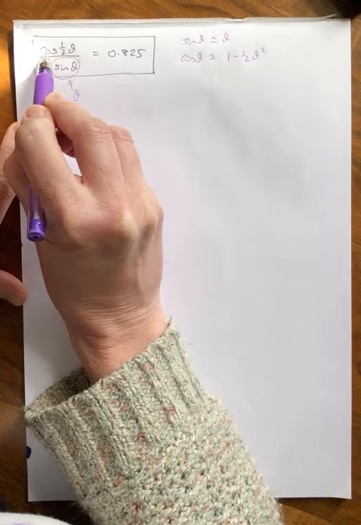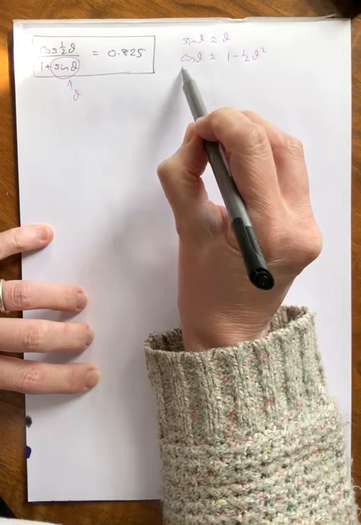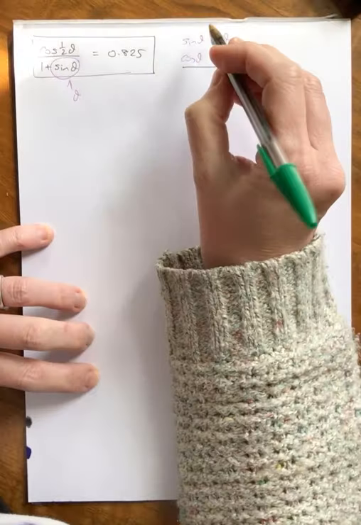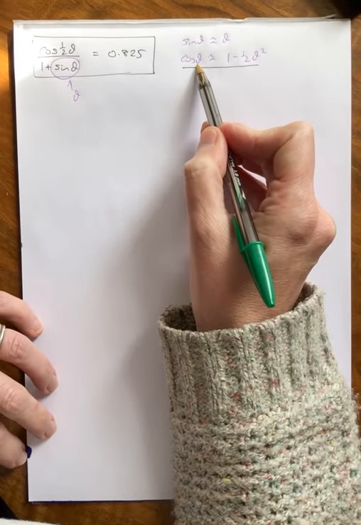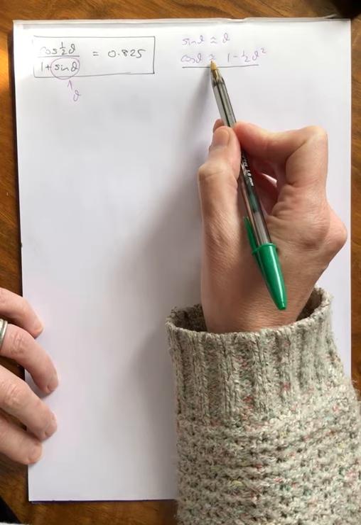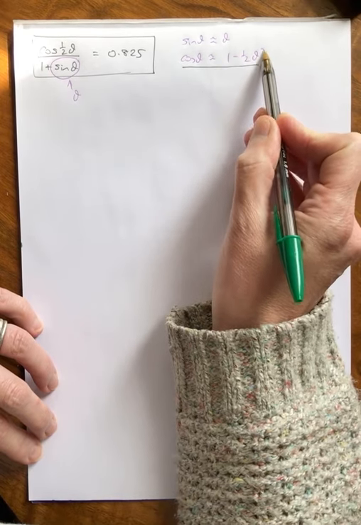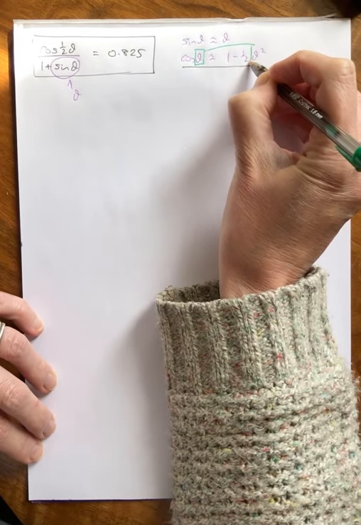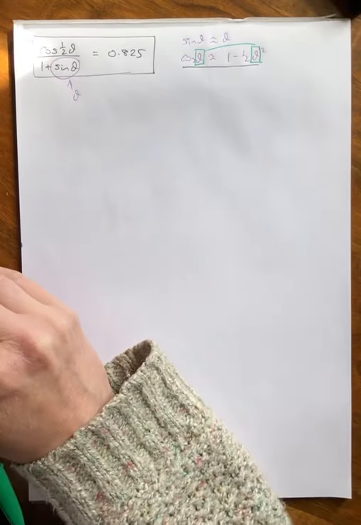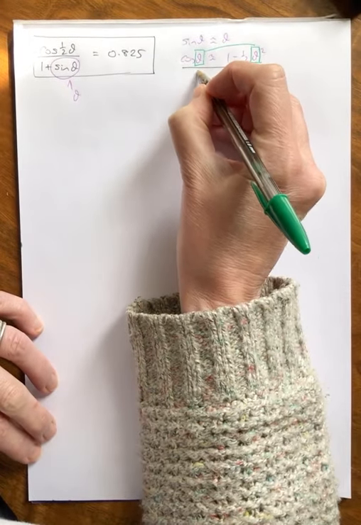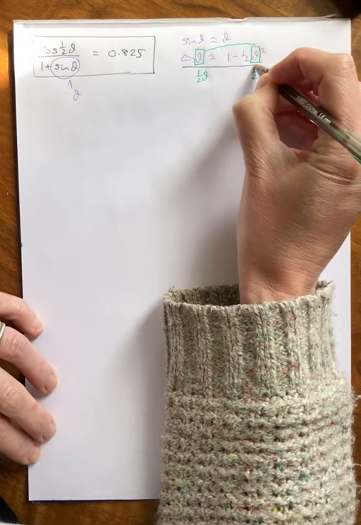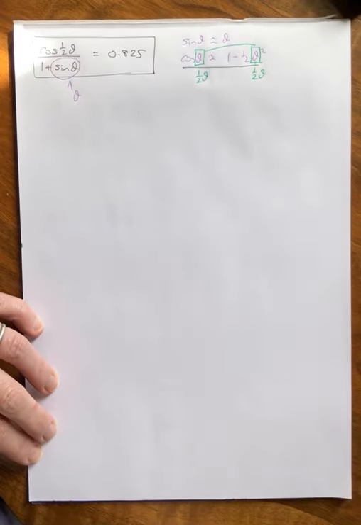We don't just have a cos theta, we've got a cos of a half theta. So we need to think about how we can change this result. Whatever the angle is, cos of that angle is approximately equal to 1 minus a half of the angle squared. So if I've got an angle of a half theta instead of theta, I need to put half theta in place of the theta there.